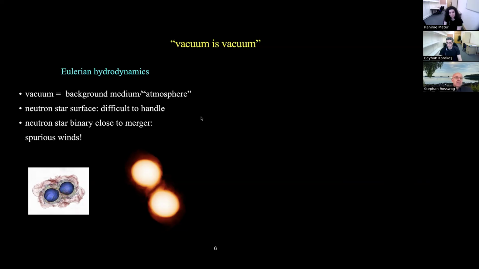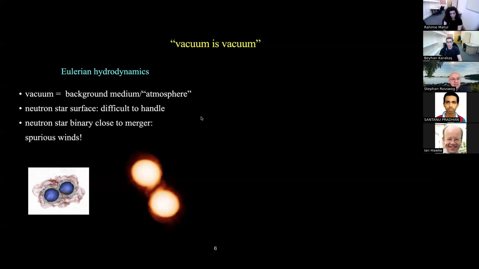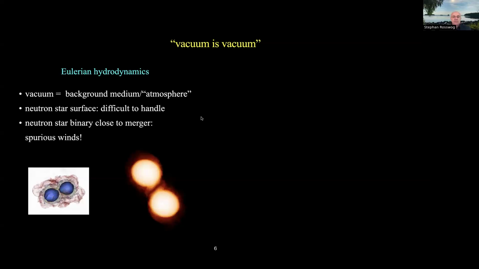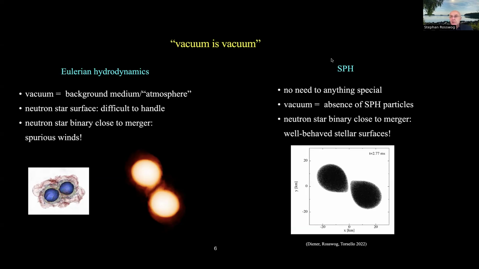But what a typical Eulerian method does is it identifies the sharp surface as a shock, and then it does what it should do in the case of a shock. It produces entropy, and that means you're pumping entropy into the surface, and that means you're blowing spurious winds, but these are really just spurious winds. There's no physical reason for them. And if you now look at similar things, for example, with SPH, for vacuum, there's just nothing you have to do. Vacuum just means you have no particles.